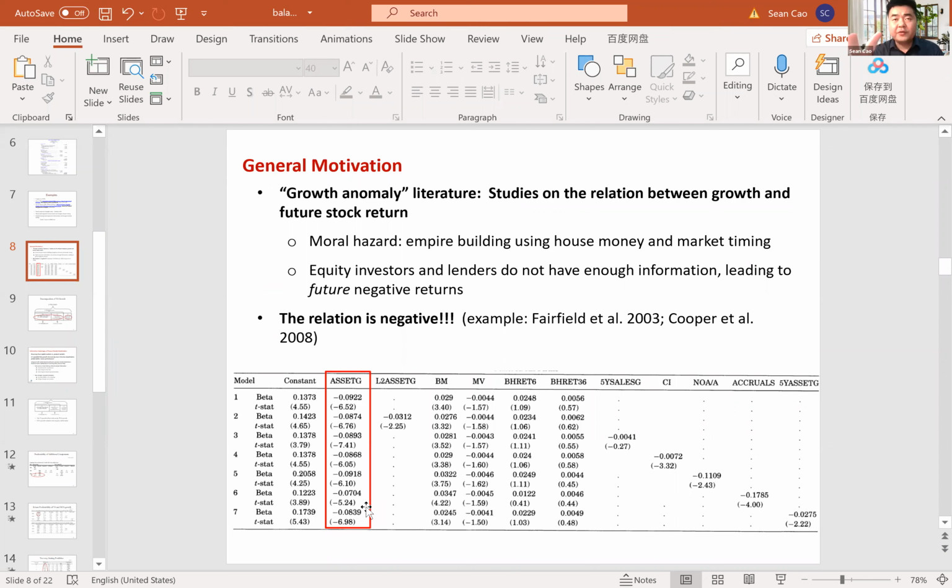And we have a theory as a backup, right? The theory is that managers are using house money to bet on the game, and so that's why asset growth predicts future negative stock returns. And then so what do we do? This is the story I want you guys to think about on your own.